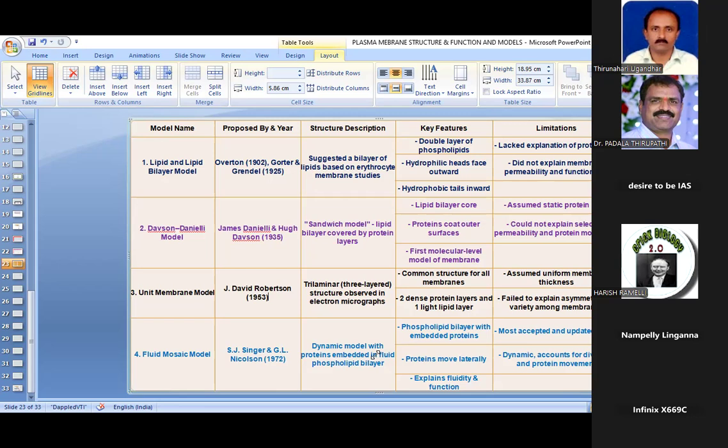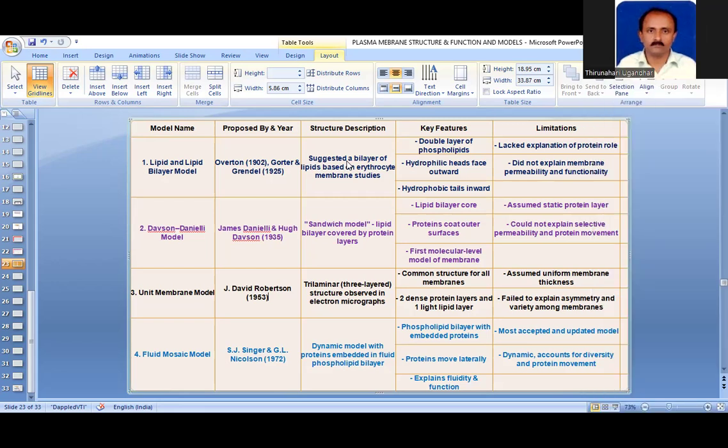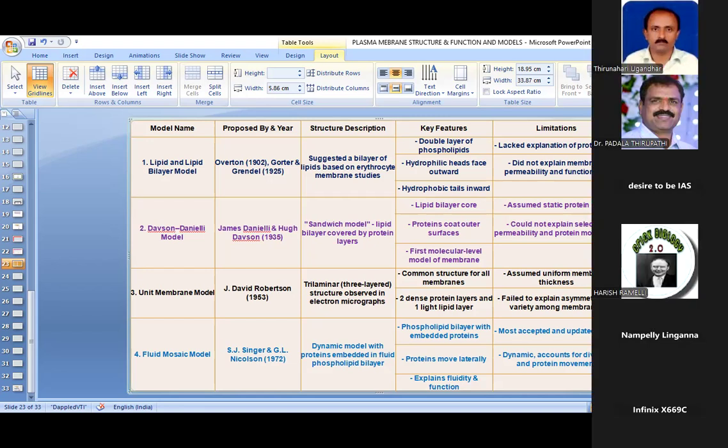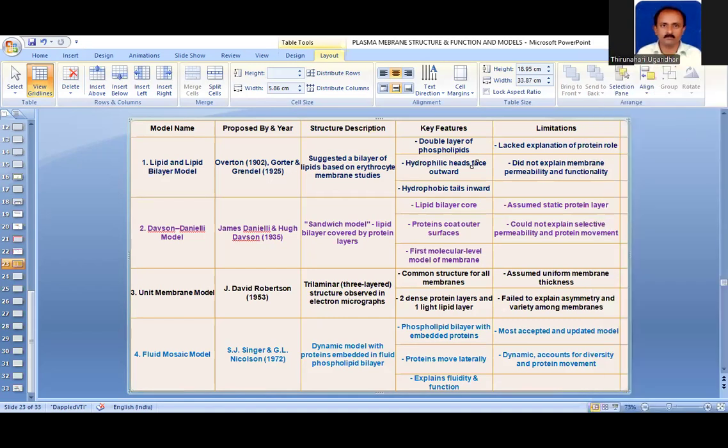Then the last model, the fourth one, is accepted by all scientists. It is the best model of the plasma membrane: the fluid mosaic model, by S. J. Singer and G. L. Nicolson, 1972. It is a dynamic model with proteins embedded in a fluid phospholipid bilayer. Proteins move, which is called fluidity. It is the most accepted and updated model, dynamic, and accounts for diversity in protein movement. That is the fourth model. It's a very excellent model.